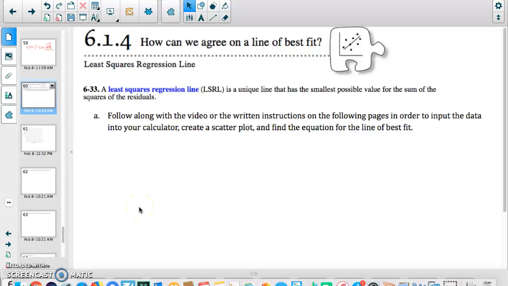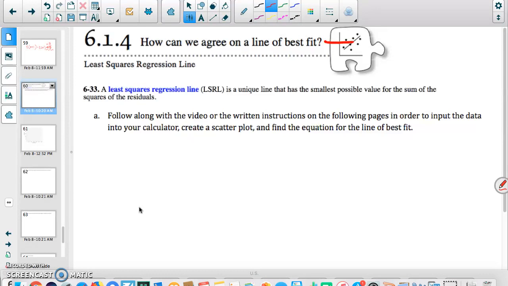Welcome, algebra students. Today is the day you are going to learn how to get an equation for the line of best fit using your calculator instead of doing it by hand. So this is great for two reasons.